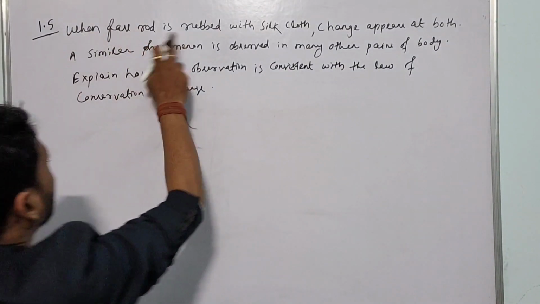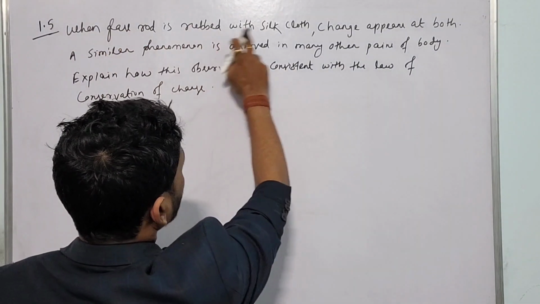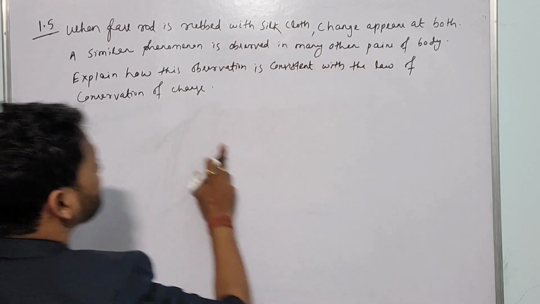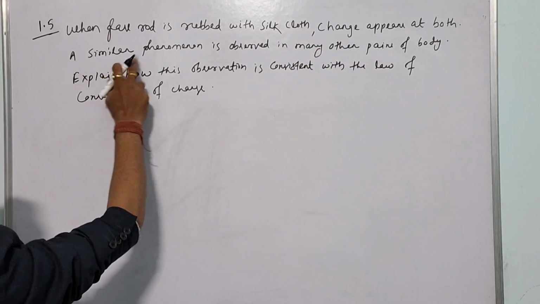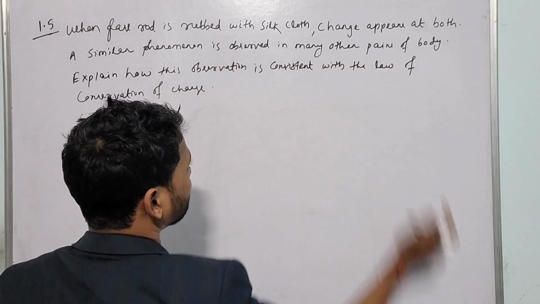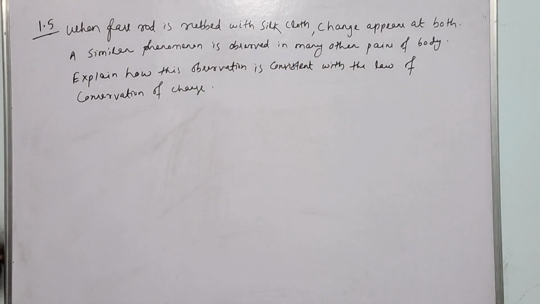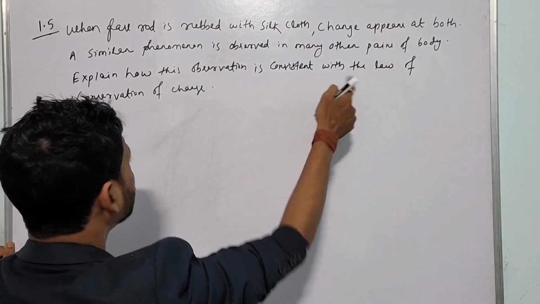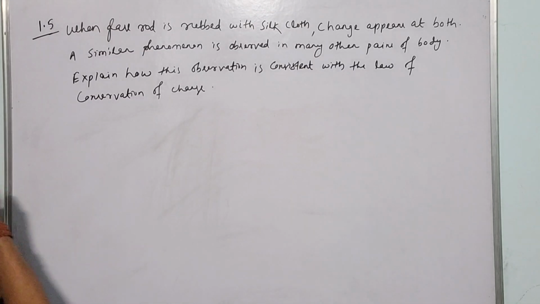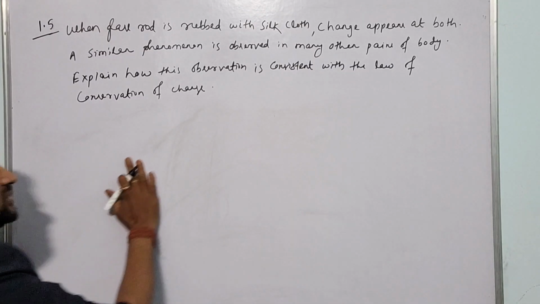देखो ये question, 1.5: when a glass rod is rubbed with silk cloth, a charge appears on both. A similar phenomenon is observed in many other pairs of body. Explain how this observation is consistent with law of conservation of charge. बहुत important and interesting question है, ध्यान से सुनो.